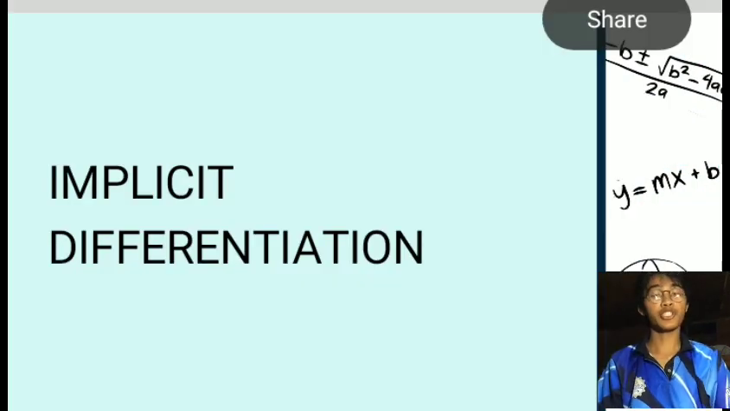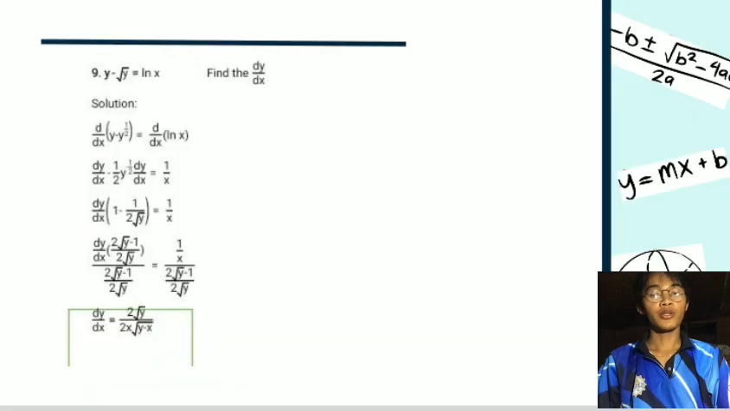Implicit differentiation. To find the derivative of y minus square root of y is equal to ln x, we first multiply each term with d over dx.